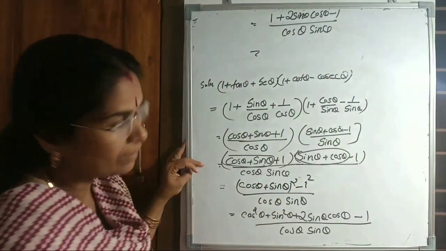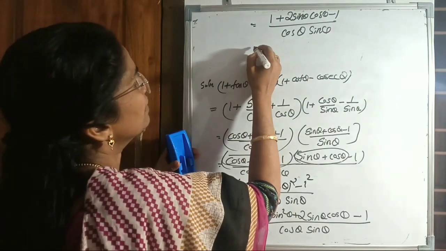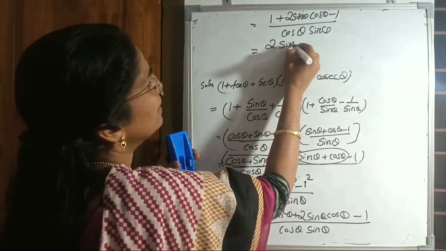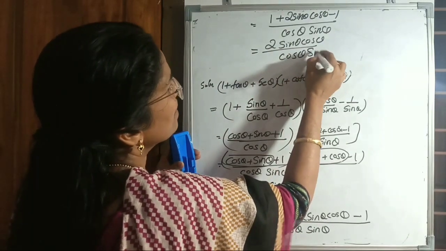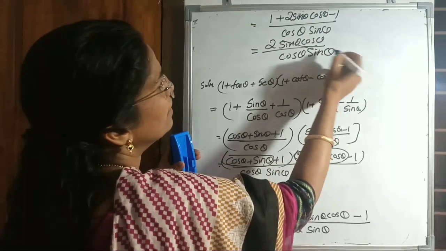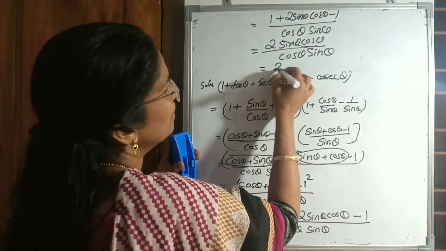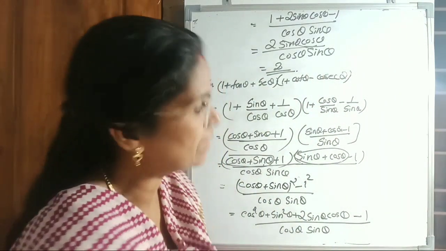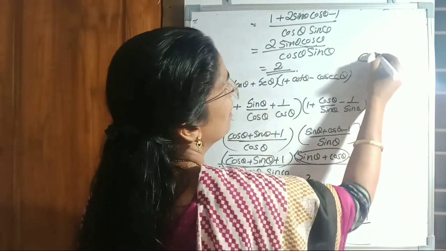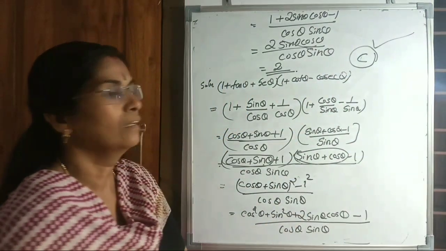So 1 and 1 cancel. We will get on the numerator 2 sin theta cos theta, whole divided by cos theta sin theta. So this sin theta cos theta we can cancel, and we will get the answer as 2. So which option is that? Option C. Option C is the correct answer.